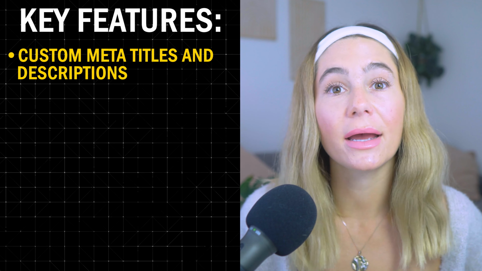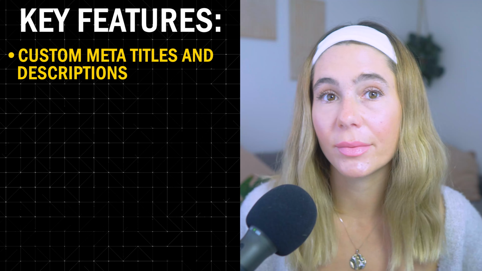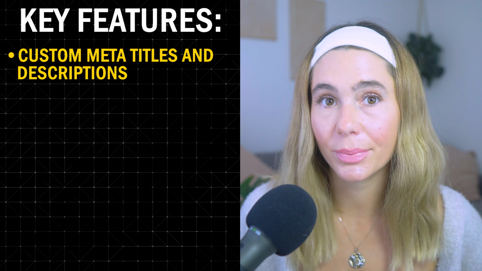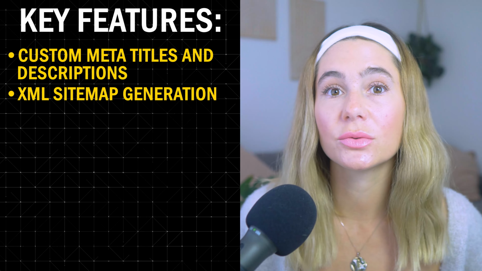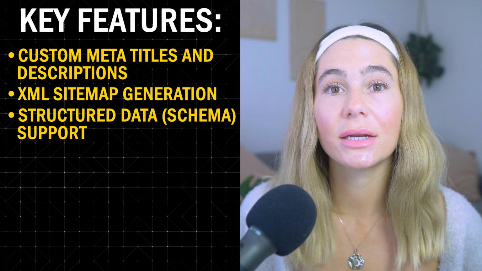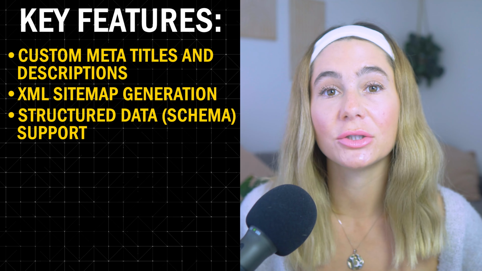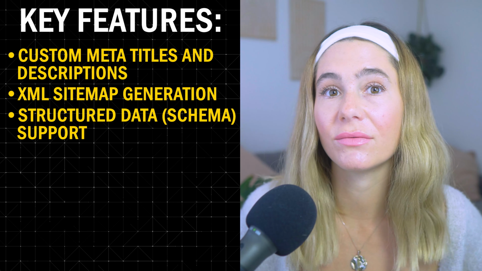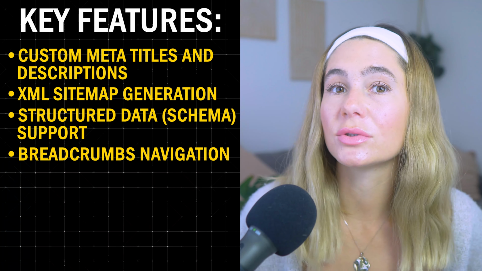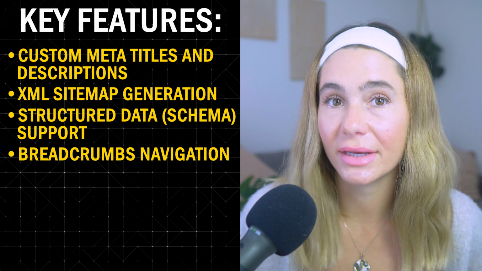Before I show you how to get signed up, let's go over some of the key features. SEOPress allows you to set custom meta titles and descriptions for every post, page, and custom post type. It automatically generates an XML sitemap for your site and allows you to exclude specific content if needed. You can even create structured data to help search engines better understand your content, such as articles, products, local business info, and more. The plugin offers breadcrumb support, which is great for user navigation and SEO.